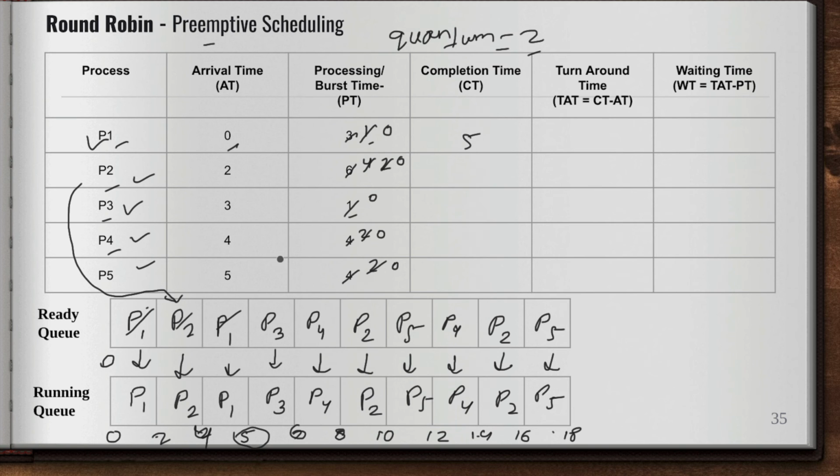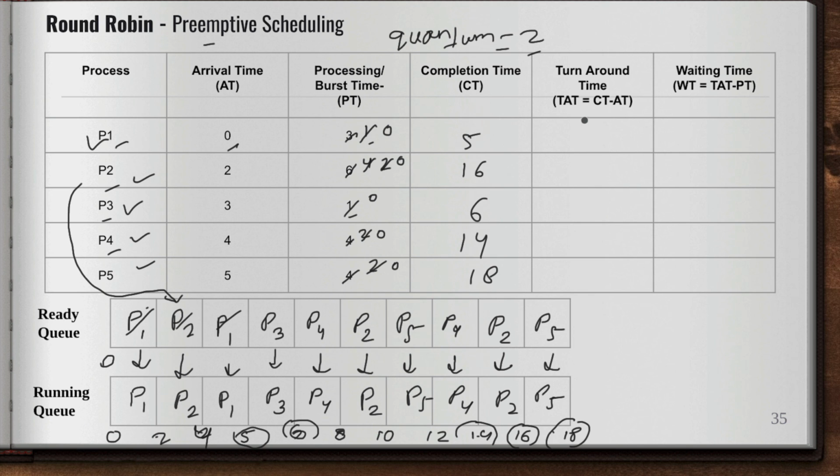Completion time is 5. When did P2 complete? Let's check it from behind. Here it is, P2 at 16. So we put 16 over here. Similarly, what time did P3 complete? Let's check it from the right-hand side, at 6. So we put 6 here. P4, 14. And P5, 18.